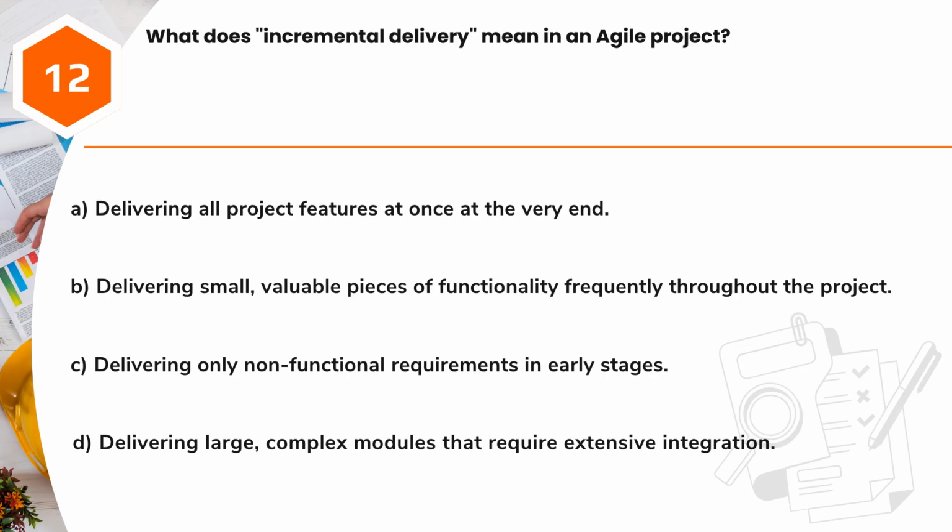Question 12. What does incremental delivery mean in an Agile project? A. Delivering all project features at once at the very end. B. Delivering small, valuable pieces of functionality frequently throughout the project. C. Delivering only non-functional requirements in early stages. D. Delivering large, complex modules that require extensive integration.